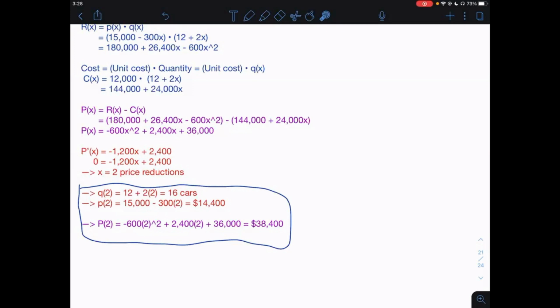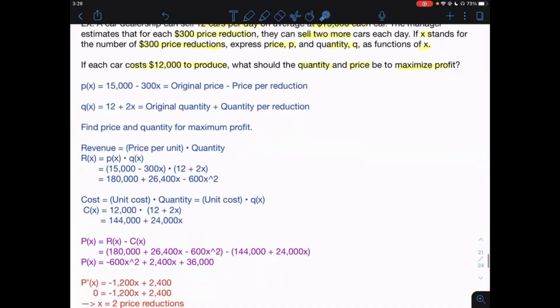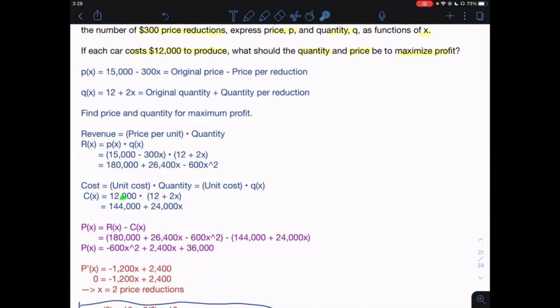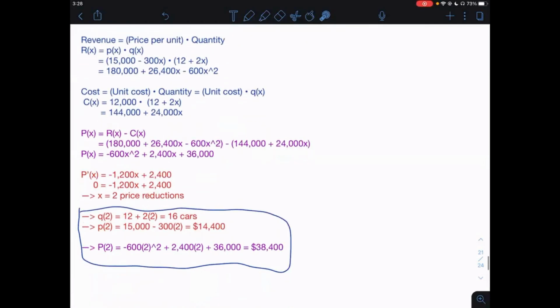All right. So here we had to do a bit of work. We first had to define our price function and our quantity function in terms of the number of reductions we're going to be making to the original price of each car. And then we had to utilize those 2 functions to formulate our revenue and cost functions, because we want to figure out how to maximize our profit. And to know our profit function, we have to know the revenue and costs. So our revenue function was found by taking our price function times our quantity function. The cost function was found by taking our cost per unit times our quantity function, so the unit cost times Q of x. We then utilized the equation for the profit function, which is defined as revenue minus cost.